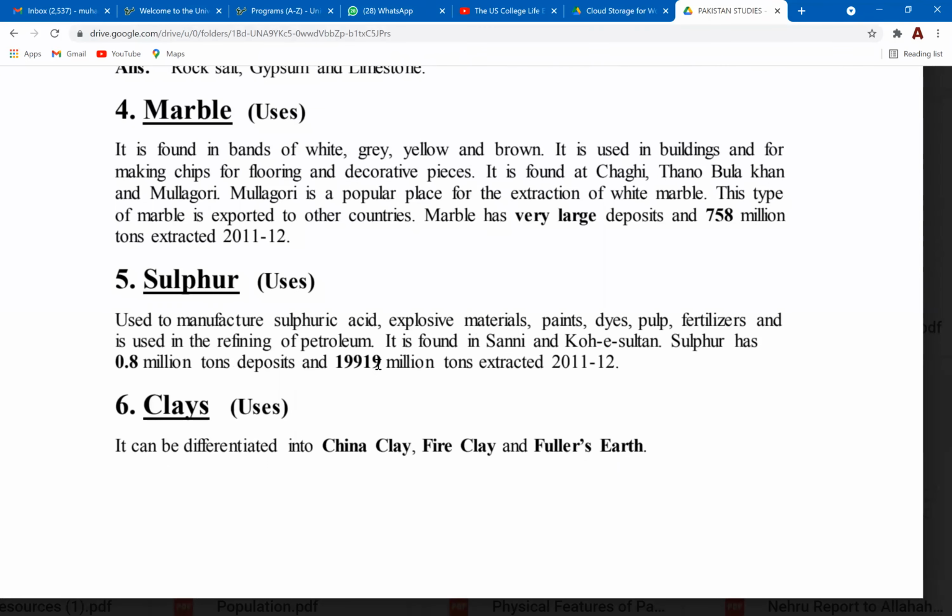Okay, marble. Now continuing with the non-metallic minerals: marble, sulfur, and clays. Marble is again a very important raw material for the construction industry. As the construction industry flourishes, the demand for marble will also increase. It's found in Chaghi, it's found in Bulacan, all of these areas in Balochistan. And marble is also exported to other countries. Pakistan's marble extraction is so good that we don't just extract it for our local uses, but we also export marble to other countries.